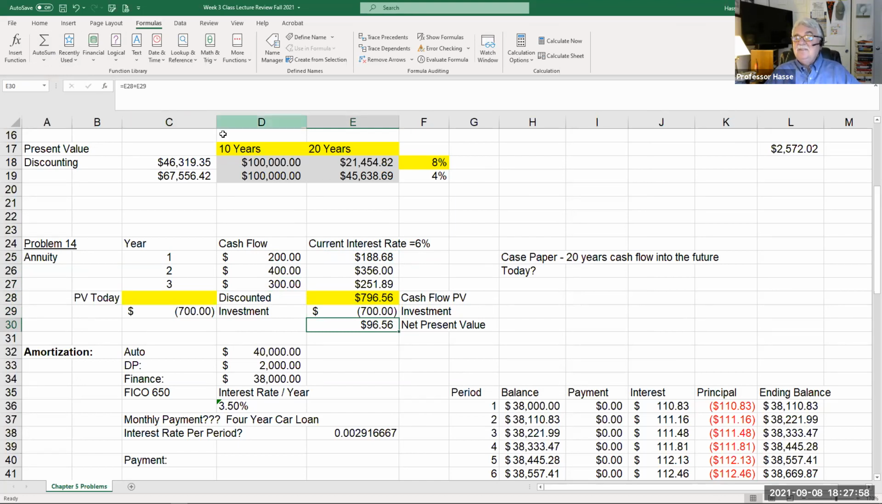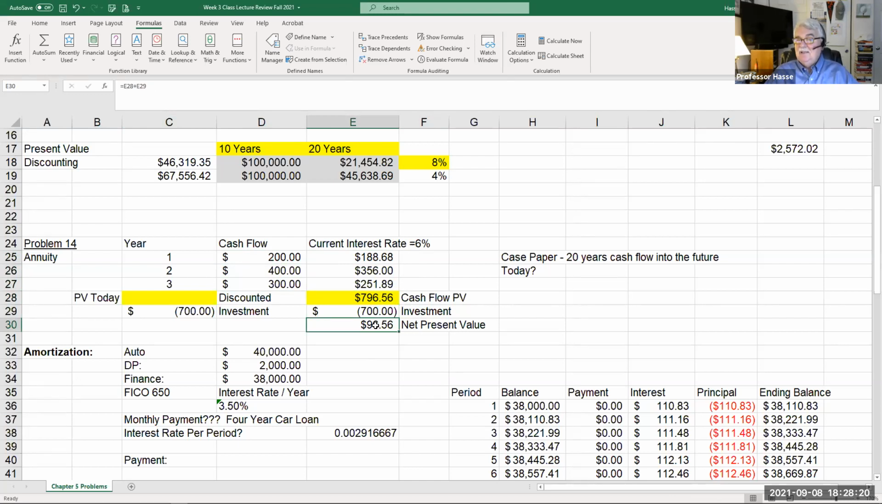Now we're going to run into this number in a couple of weeks, but this is called the net present value. It's taking the present value of a future cash flow, this is called annuities, discounting them at a specific interest rate, and the difference between that present value of the cash flow and the investment is your net present value.